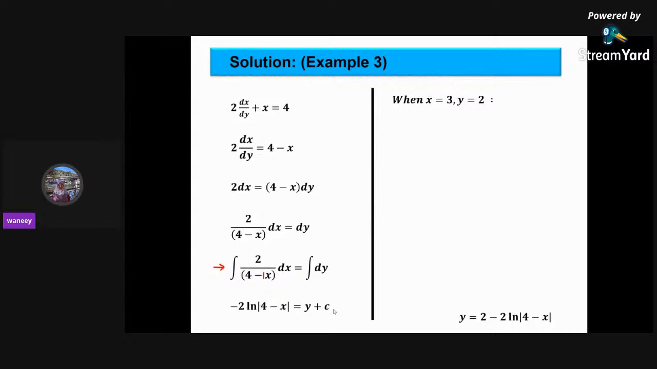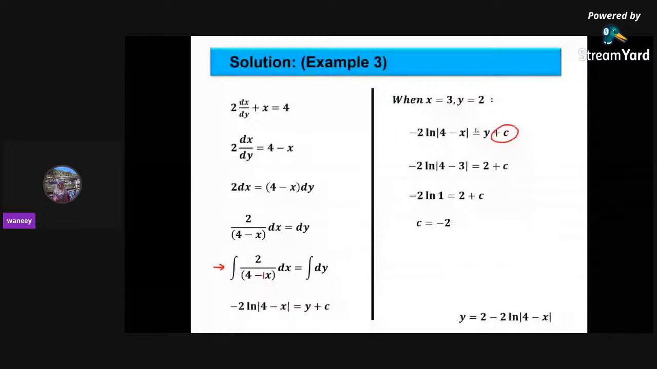So we're going to substitute x equal to 3 and y equal to 2 in order to get the value of C. So when x is 3, y is 2, substitute. So we get -2 ln 1 is equal to 2 plus C. And everyone knows, right? ln 1 is actually equal to 0. So C is definitely equal to -2.